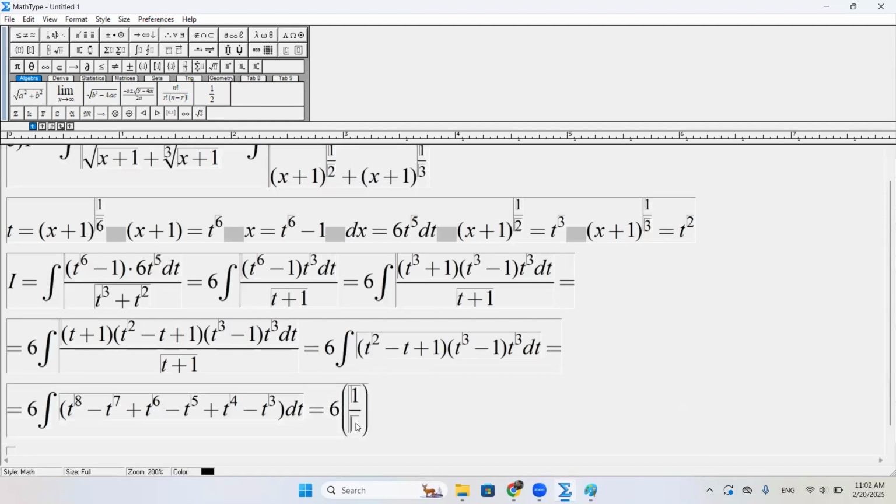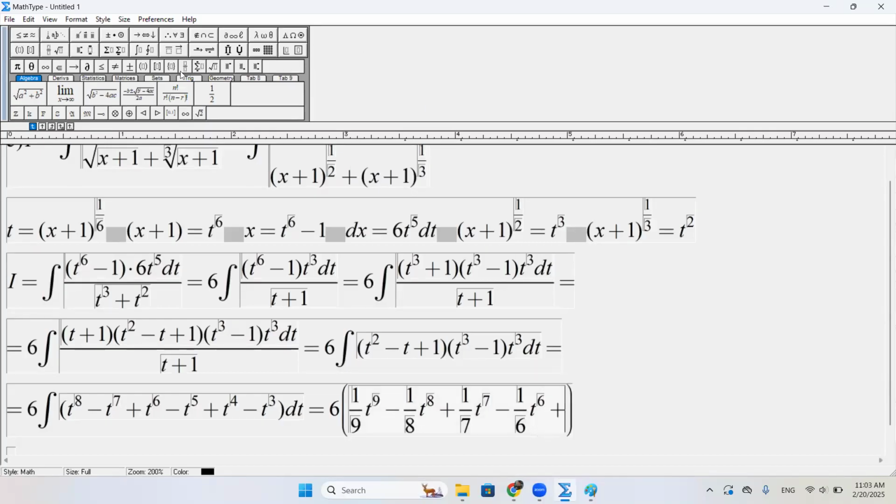So 1 over 9 t in power of 9 minus 1 over 8 t in power of 8 plus 1 over 7 t in power of 7 minus 1 over 6 t in power of 6.